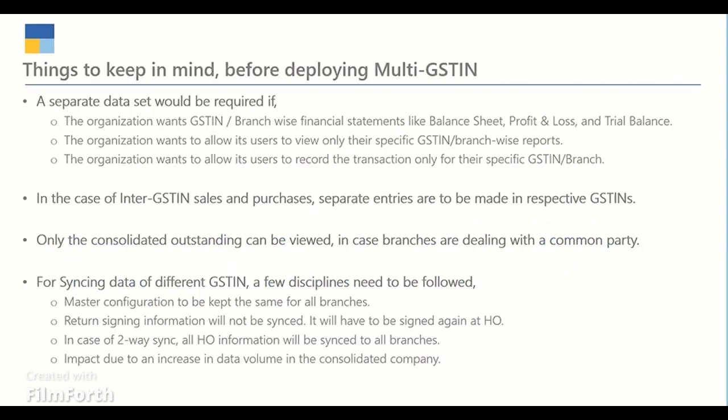Some of the things to keep in mind before you deploy this multi-GSTN, and make the point clear to the customers, and you also please understand what those things are. We recommend customers under these circumstances to have a separate data set. For example, the first point: the organization wants GSTN branch-wise financial statements like balance sheet, P&L and trial balance. Now I'll just quickly show you.